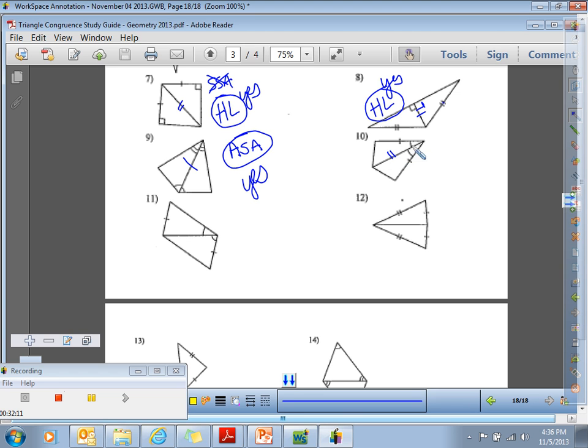Number 10, they share this side, angle, angle. This side's marked congruent to this side. This would be side, angle, side. Does that prove congruency? Yes.